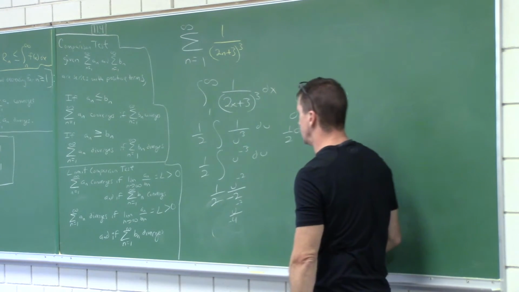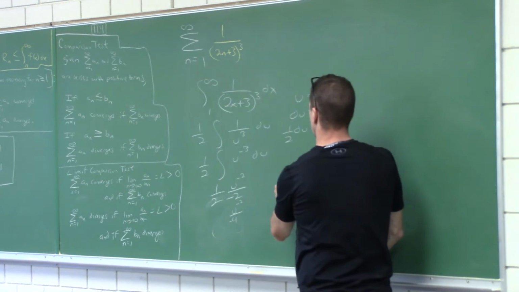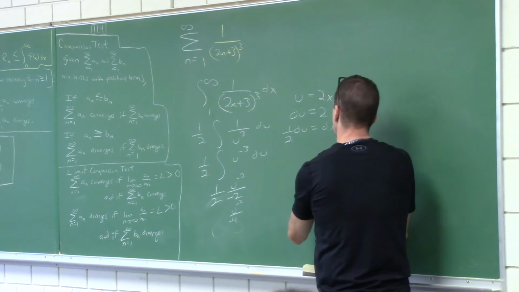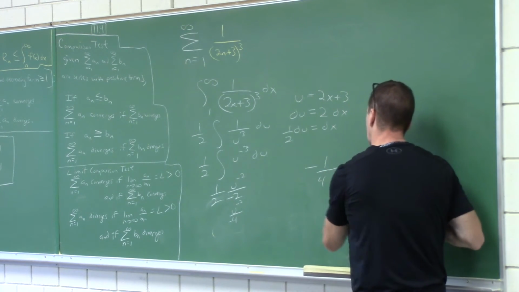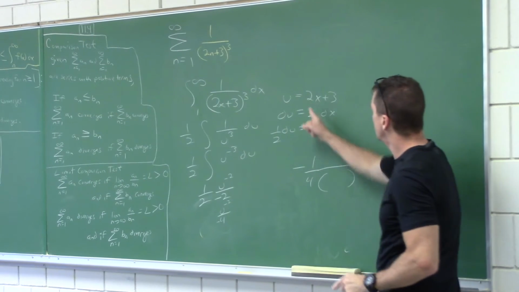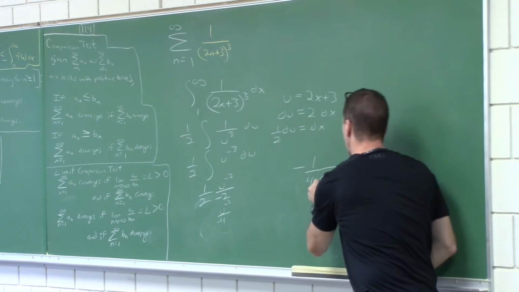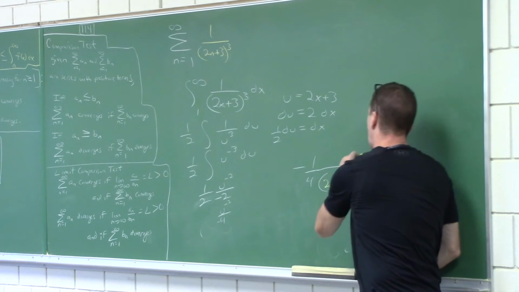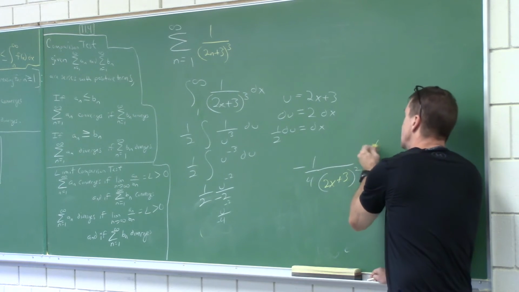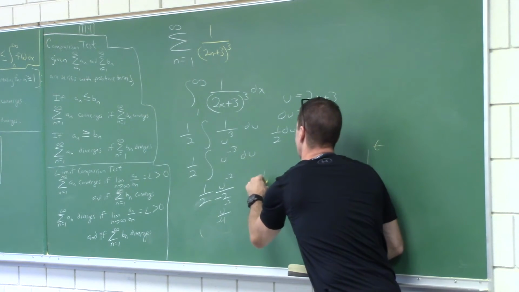Which can also be written as what? Negative 1/4. And I can put what in the denominator now? I've got to make sure it's squared. 2x squared. Now I'm going to write the 1 and the t. And I'll say, what's the limit?